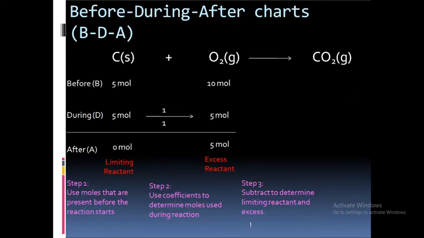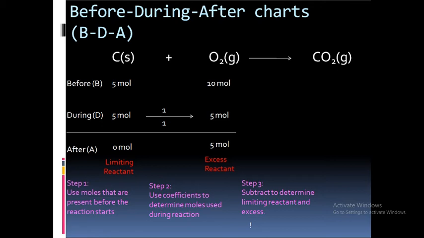So this is the before, during and after chart, that is BDA. The same example: carbon plus oxygen produces carbon dioxide. Before: 5 moles of carbon, 10 moles of oxygen. This is step number 1, use the moles that are present before the reaction starts. Step number 2, during: use the coefficients to determine the moles used during the reaction.